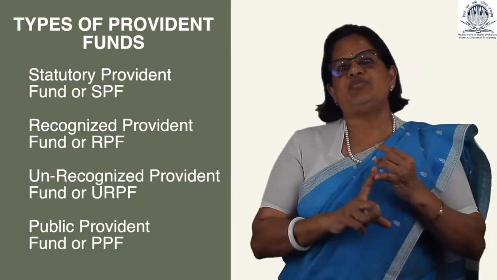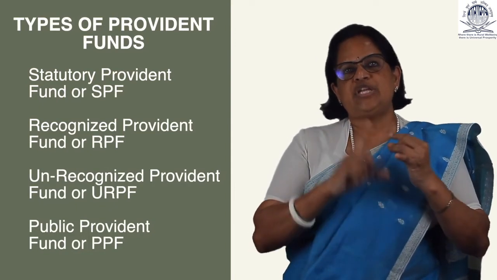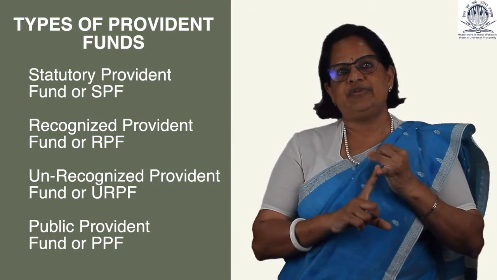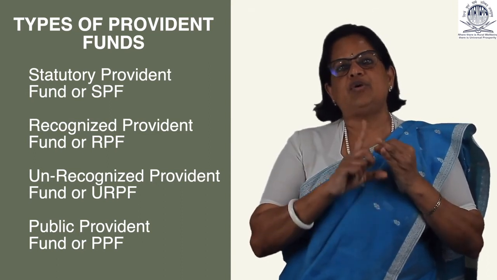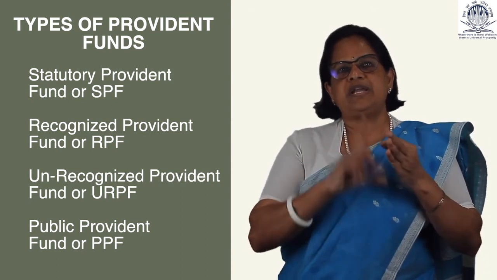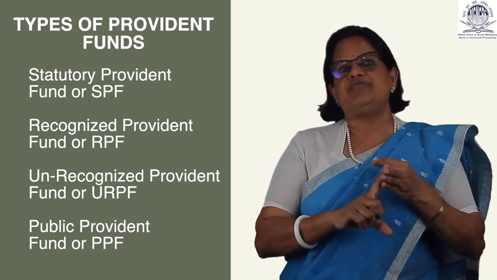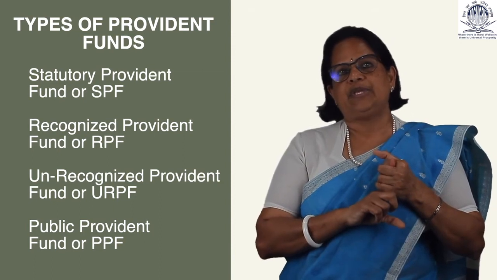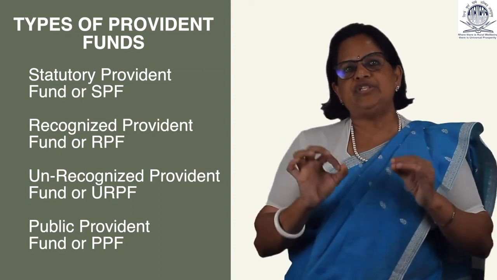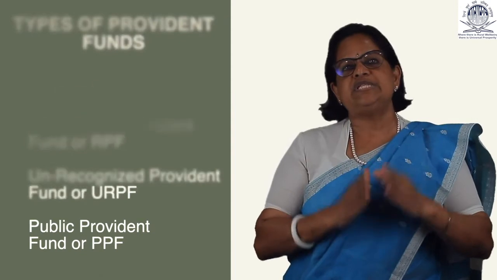There are 4 types of Provident Funds, namely Statutory Provident Fund or SPF, Recognized Provident Fund or RPF, Unrecognized Provident Fund or URPF, and Public Provident Fund or PPF. Let us explain the features of all types of Provident Funds in detail.